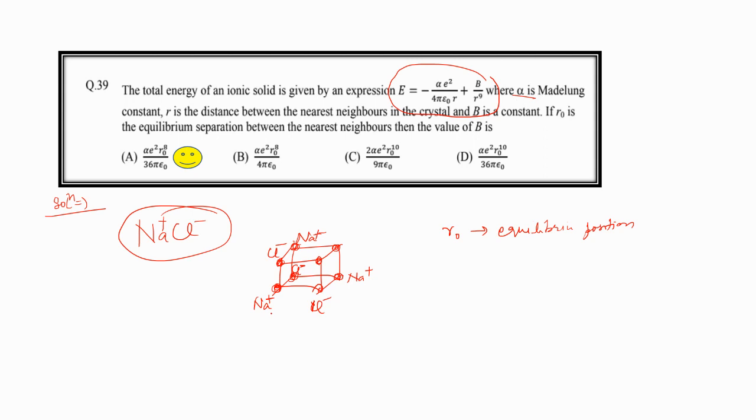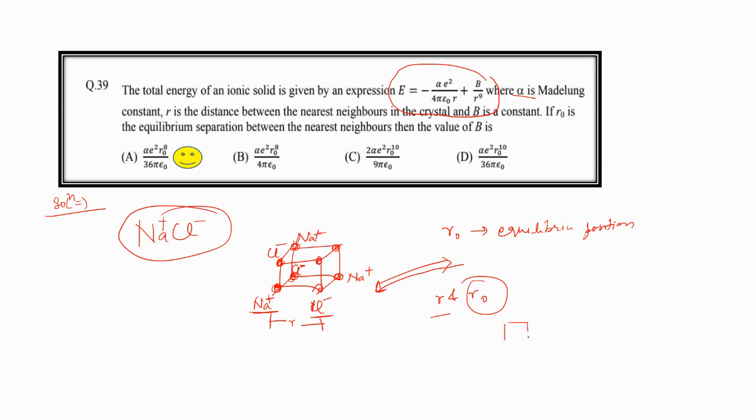Suppose Na and Cl are nearest neighbors and the distance between these two is R, and R naught is the equilibrium position. You know the difference between R and R naught: R naught is the position when each particle experiences minimum force or minimum energy. A crystal, or any system, is stable when it is experiencing minimum force, or has minimum potential energy. The same concept we are applying here.